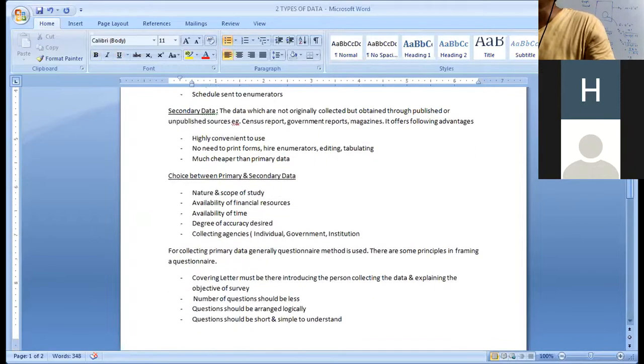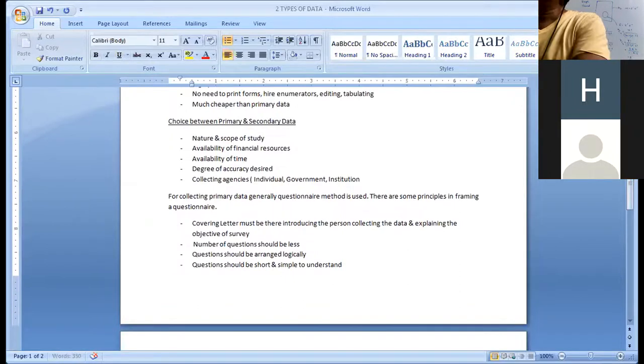Now, the choice between primary and secondary data. Whether to go for primary or secondary depends on the nature and scope of the study, then the availability of financial resources.